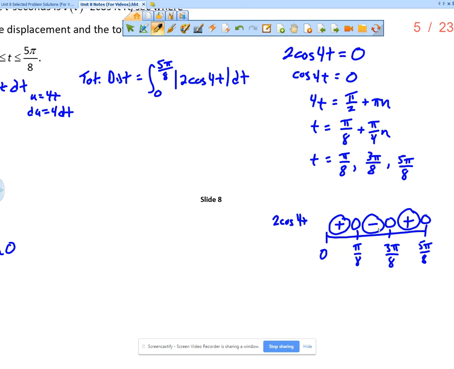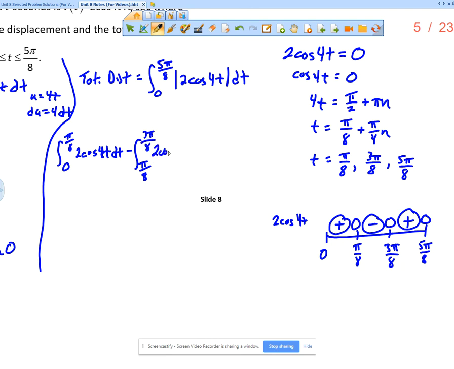All right, so now what do I want to do? For the total distance traveled, we're going to take the regular integral of the positive portions. So I'm going to take the integral from 0 to pi over 8 of 2 cosine of 4t. Then I'm going to subtract the negative portion, so the integral from pi over 8 to 3 pi over 8 of 2 cosine of 4t dt, and then I'm going to add the positive part at the end, 3 pi over 8 to 5 pi over 8, the 2 cosine of 4t dt.